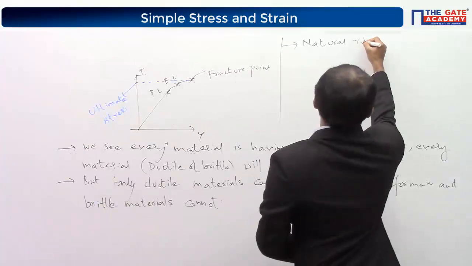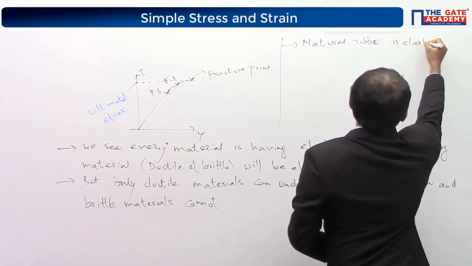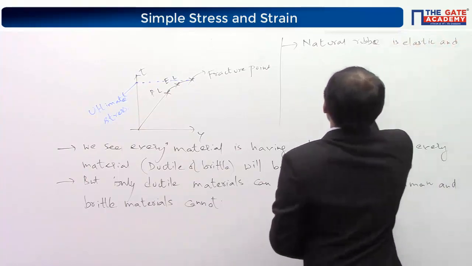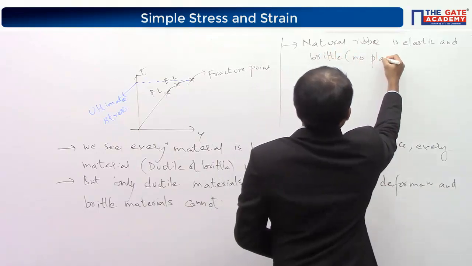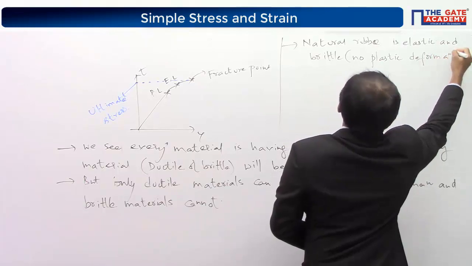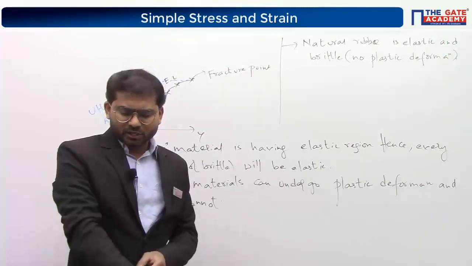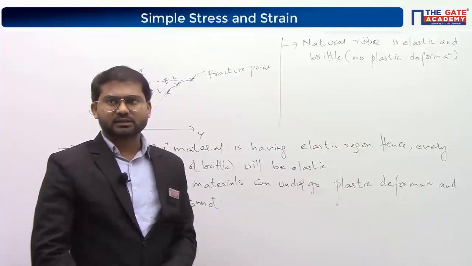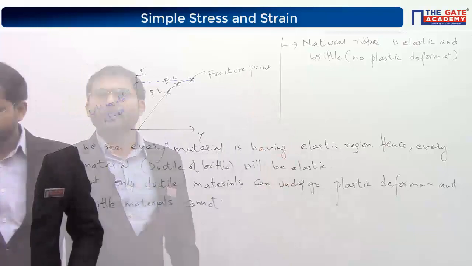Natural rubber is elastic and brittle, with no plastic deformation. We use synthetic rubber in our industrial and various applications. Synthetic rubber is ductile. I'm not putting that statement down because that should not give any confusion.